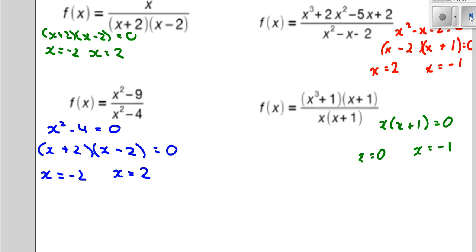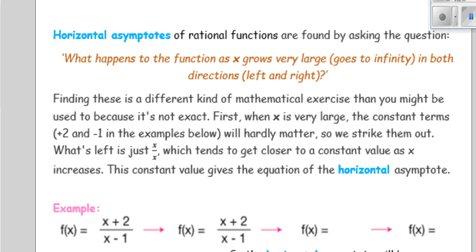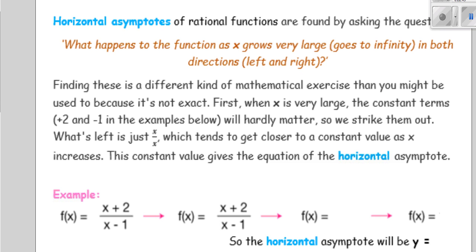Here we go. Okay, so horizontal asymptotes. Finding the vertical asymptotes is really easy, like you just do what we did. Finding the horizontal asymptotes, there's all these tricks and strange things going on. So this might be quite new for you.